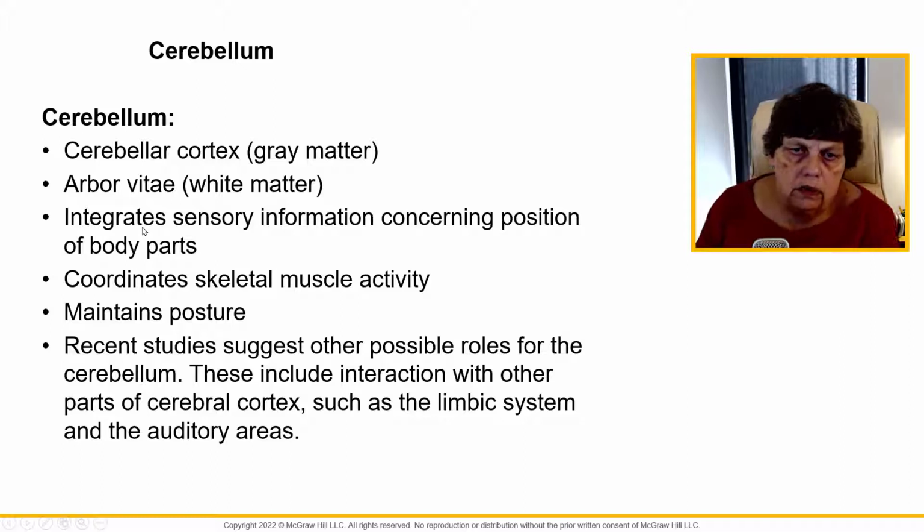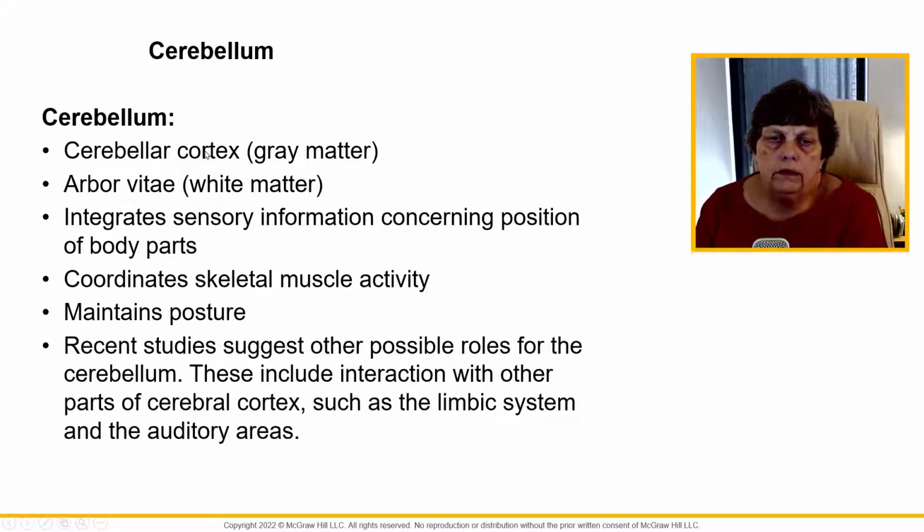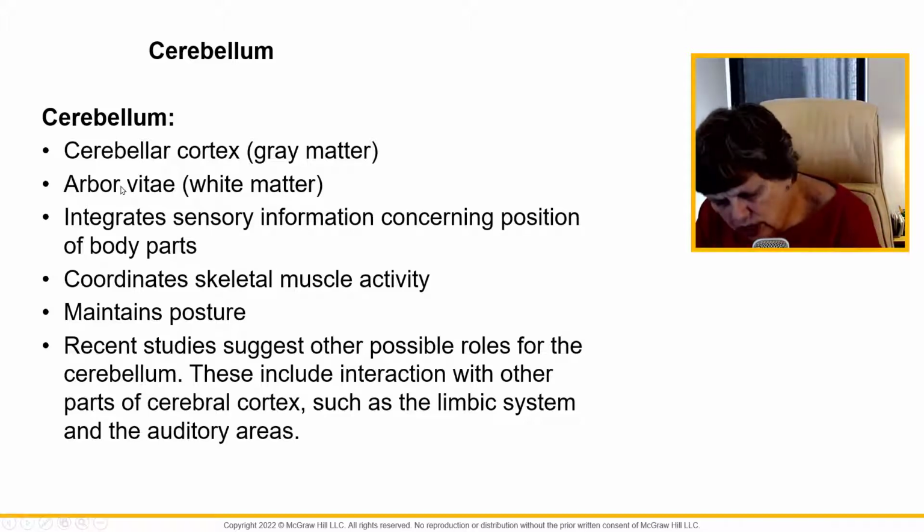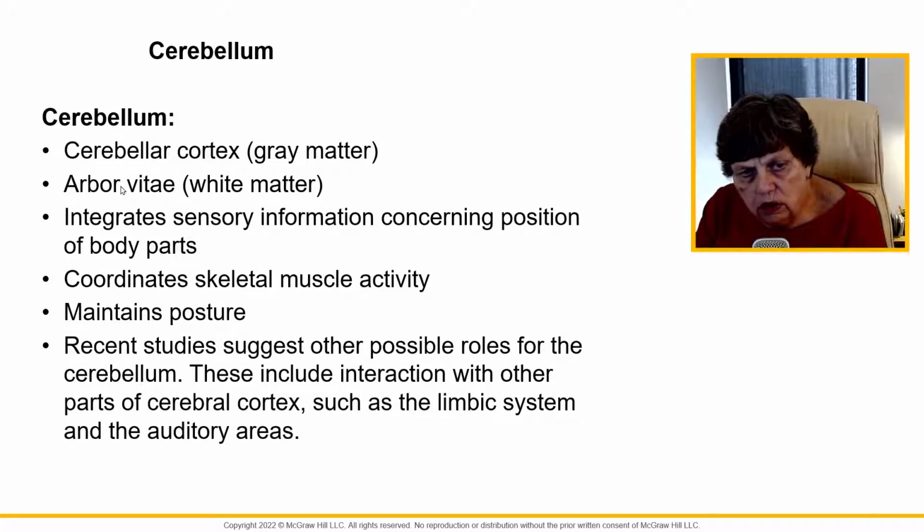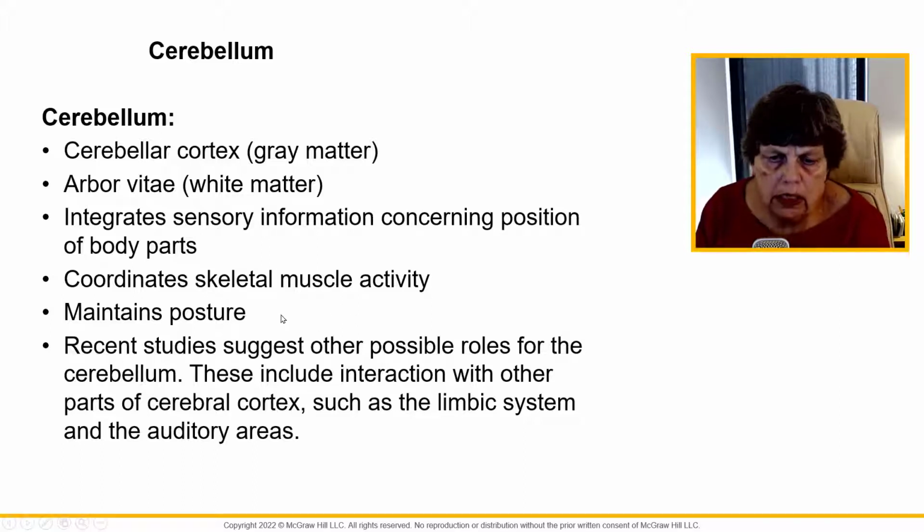So you can see those. All right, this is cerebellum. The cortex is gray matter. You can see that kind of tree pattern, which is called arborvitae. That is white matter. This is going to coordinate skeletal muscle activity, so it helps us maintain posture.